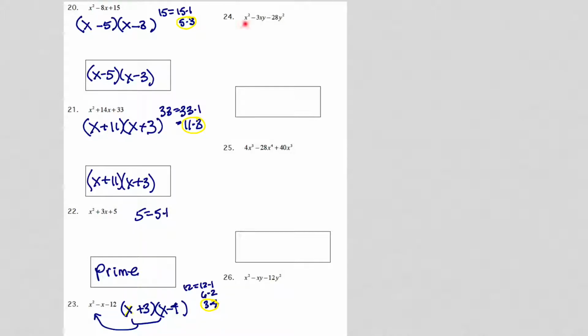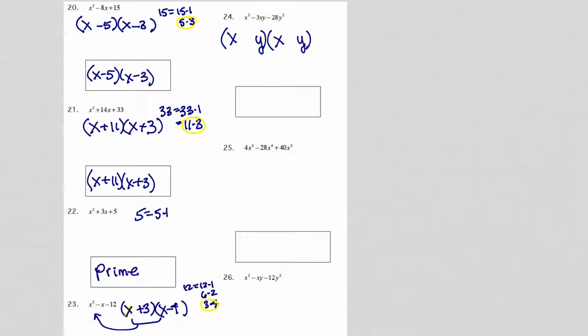Now in this 24, nothing's common all the way through, so let's begin again by writing our parentheses, thinking we can do this. So we'll start with x and x. Now notice here that the last term is a y squared. So just like the x squared, you had to start with an x and an x. Now we're going to have to end with a y and a y. So let's just draw that in there right away.